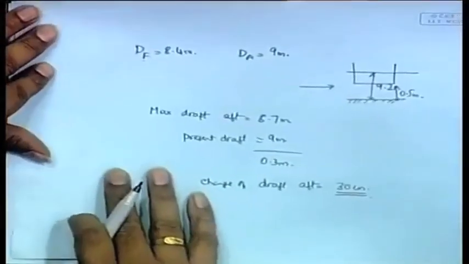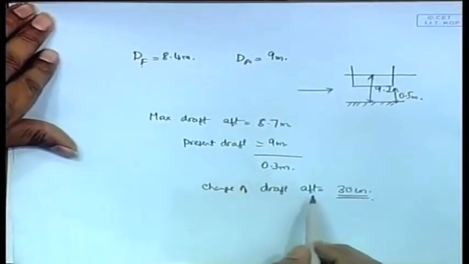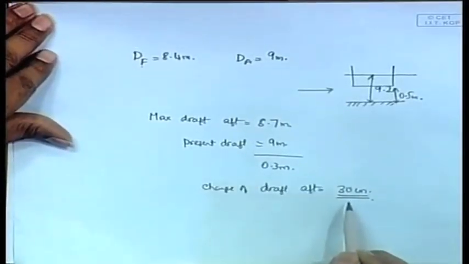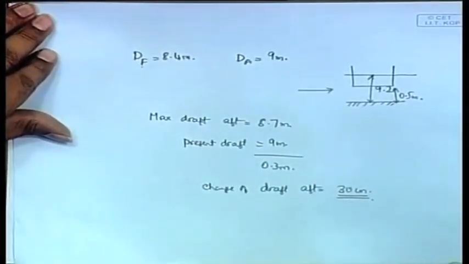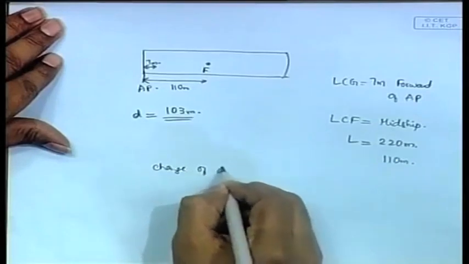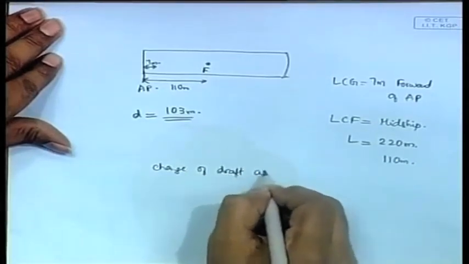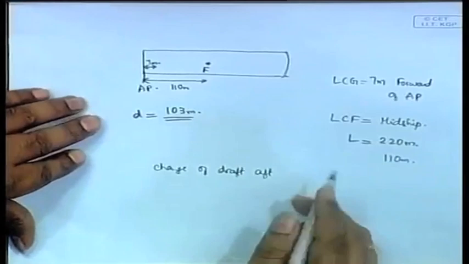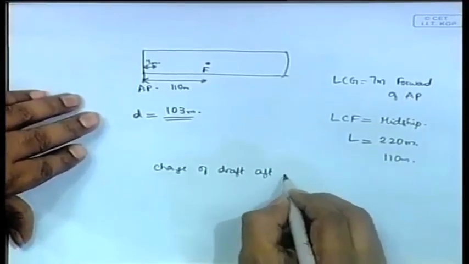We see that the draft has to change by 30 centimeters. If the ship has to cross that port, or enter the port, its draft in the aft side should be reduced by 30 centimeters, otherwise the ship cannot enter. We have seen that. Therefore, for the change of draft aft, we are doing the minimum. Of course, we can make it lesser, but there is no point in that.